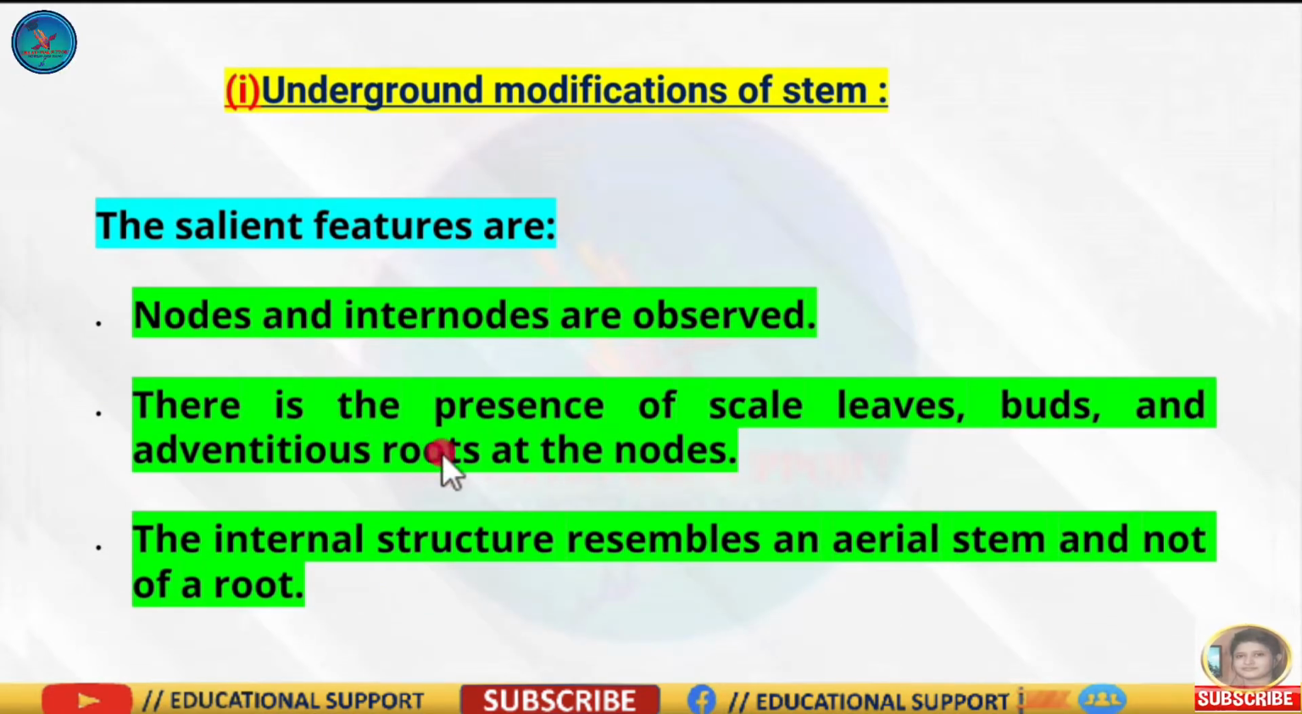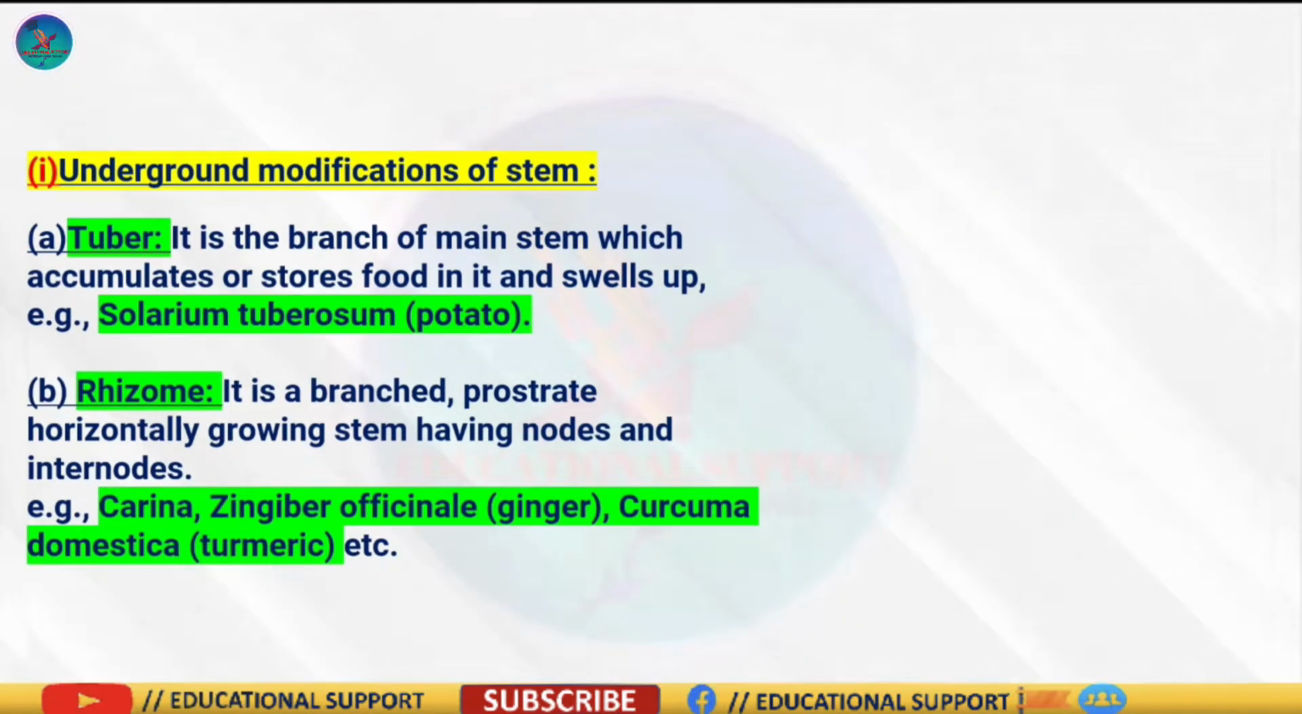Plants that produce underground modifications of stem utilize it for storage of food, and these plants produce aerial shoots annually. They look like roots but can be distinguished with the following characteristics. The salient features are nodes and internodes are observed. The internal structure resembles an aerial stem and not a root, and there is a presence of scale leaves, buds and adventitious roots at the nodes. Here are some types of underground modifications of stems.